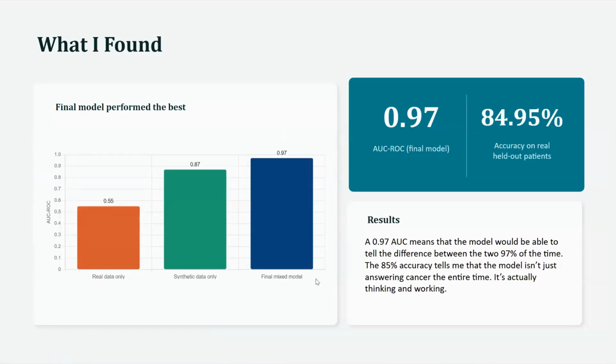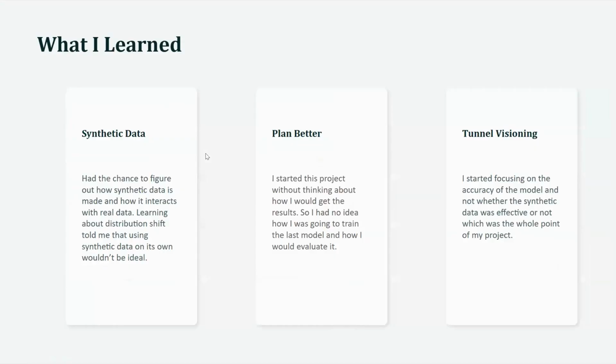And then what I found, the final model, the mixed model, performed the best. It gave me the best results. It had an AUC of 0.97, which means that 97% of the time, the model was able to differentiate between cancer and non-cancer. And then the 85% accuracy tells me that the model was actually working and it wasn't just guessing one answer every single time.